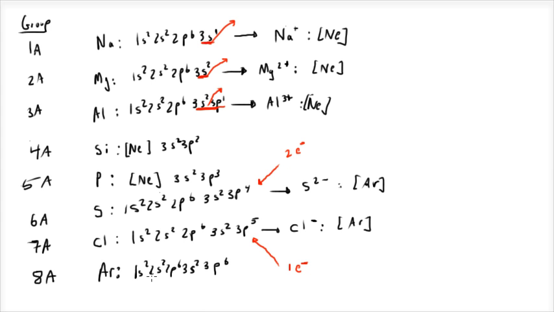8A, well, these are the ones that are already really stable, right? These are the role models, if you will, for the other atoms in terms of stability. So 8A elements don't form ions because they're already really stable. And there's no reason that the electron configuration would change.